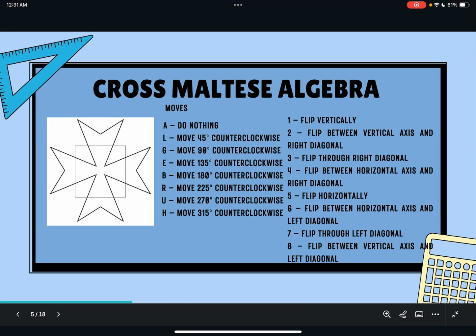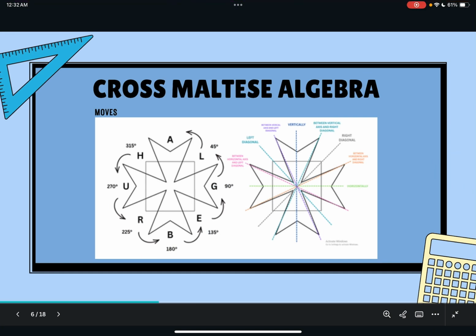1. Flip vertically. 2 stands for flip between vertical axis and right diagonal. 3 stands for flip through right diagonal. 4 stands for flip between horizontal axis and right diagonal. 5 stands for flip horizontally. 6 stands for flip between horizontal axis and left diagonal. 7 stands for flip through left diagonal. 8 stands for flip between vertical axis and left diagonal. So these are the moves.